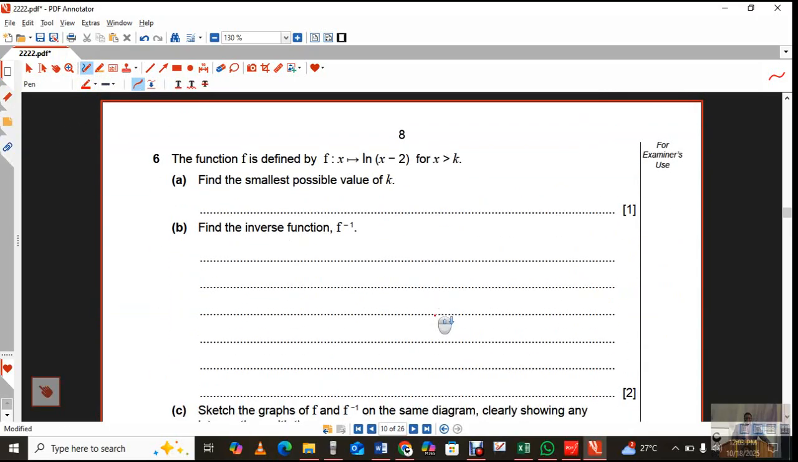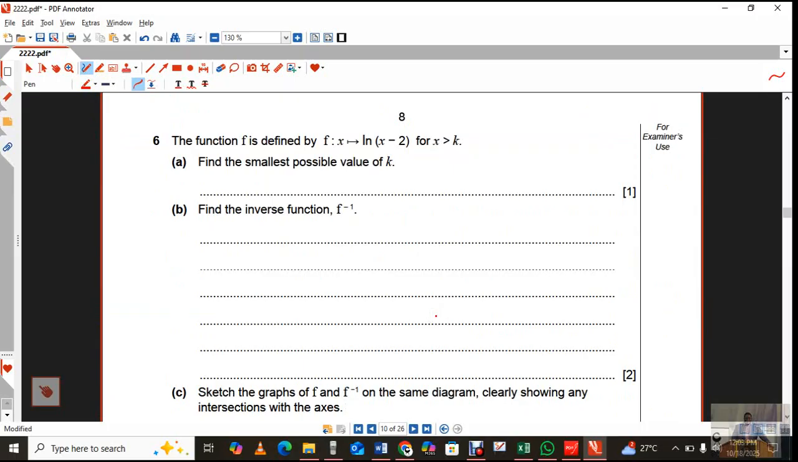Right. Then we have question 6. The function f is defined such that x is mapped onto the natural log of x minus 2. Knowing a few things about the natural log, you should know that this part should be greater than 0, and therefore x should be greater than 2, and therefore k is equal to 2.